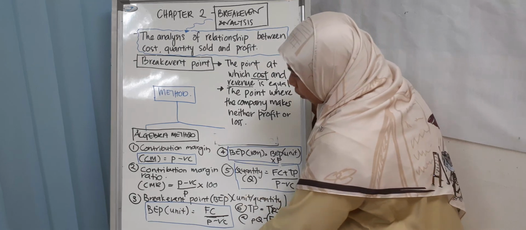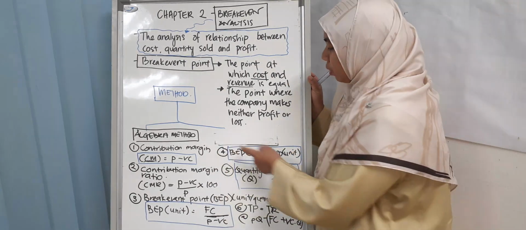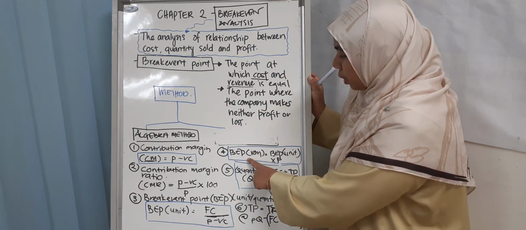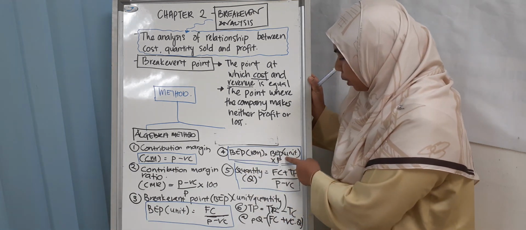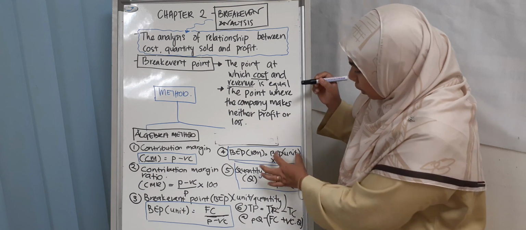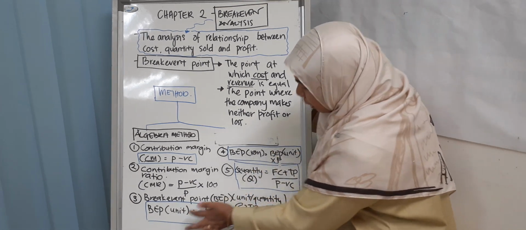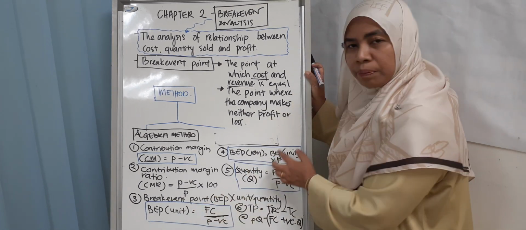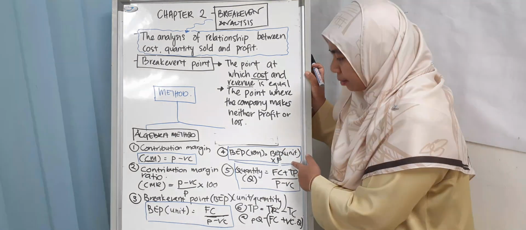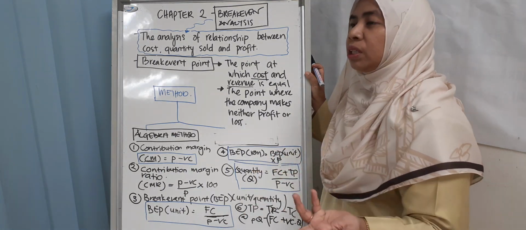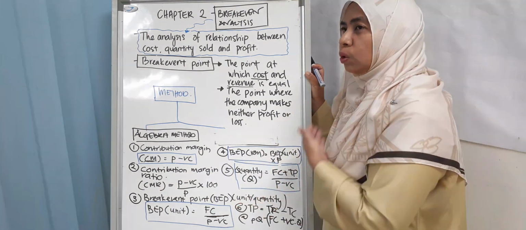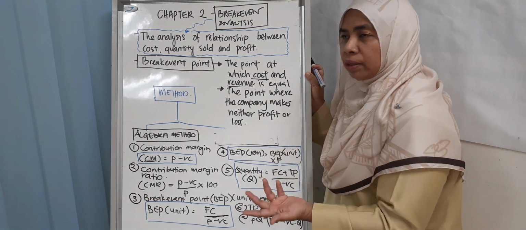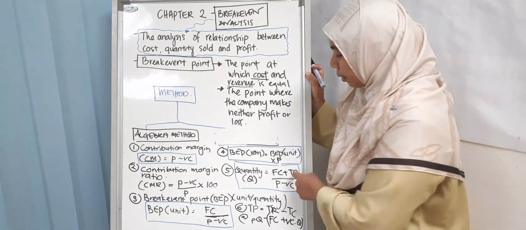We go to number 4, still in the algebra method. Number 4 is BEP in ringgit Malaysia. That means you take BEP in unit, which you already got from here, and multiply it by price. Let's say BEP unit is 50, quantity 50, so times 10 ringgit for price. So that's the answer, right?